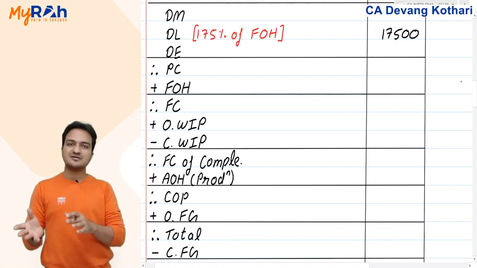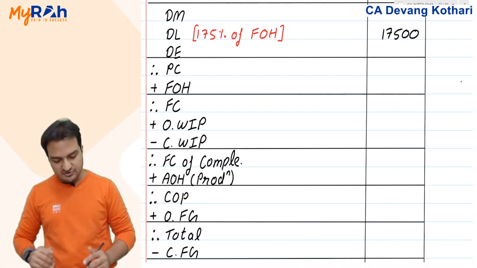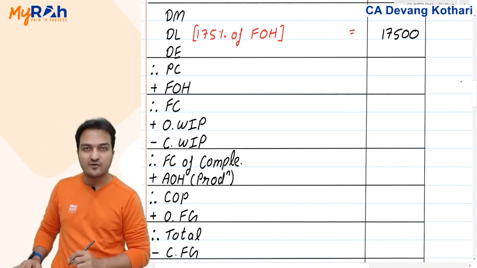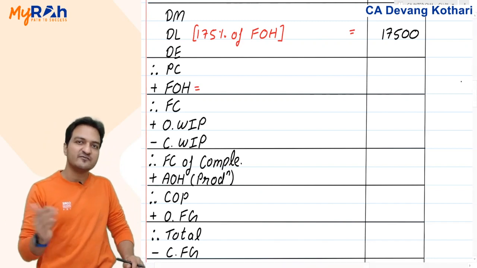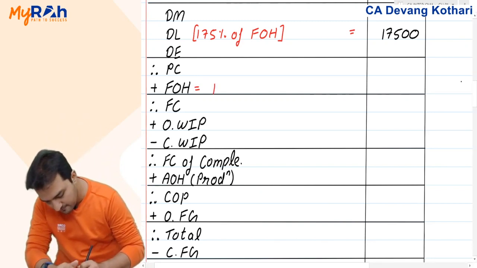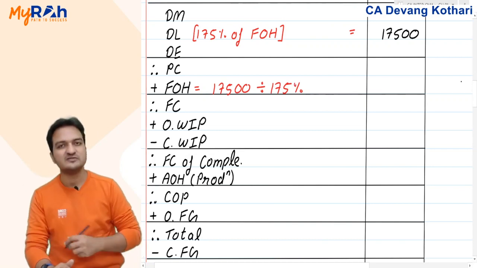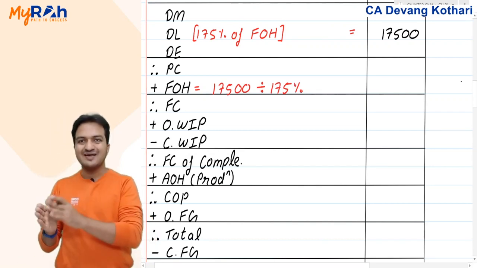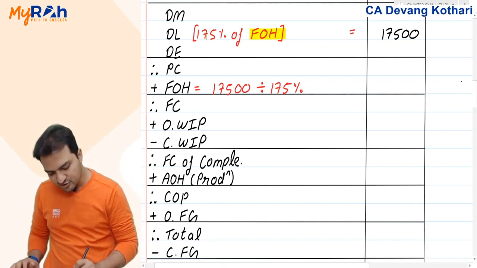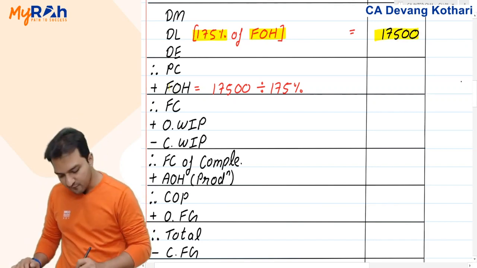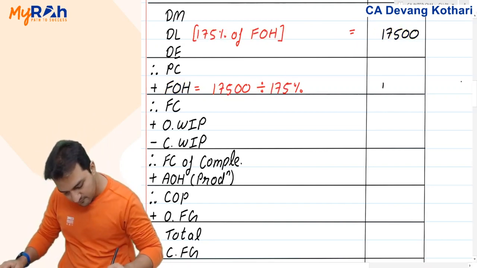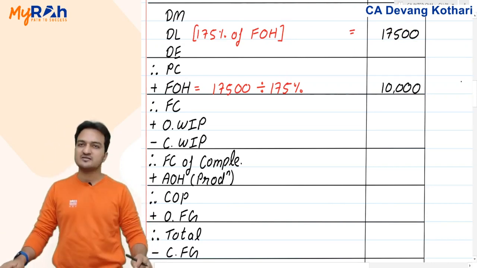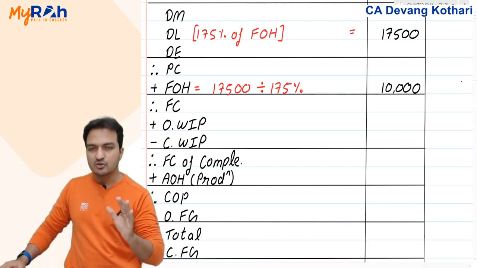Now, if 175% of factory overheads is equal to 17,500, then factory overheads will be equal to what? Simple equation. If 175% of FOH is 17,500, then FOH will be equal to 17,500 divided by 175%. Yes, naturally, because if FOH into 175% is 17,500, then FOH will be 17,500 divided by 175%. That should give you 10,000 as the FOH. This is one of the new things in the question.